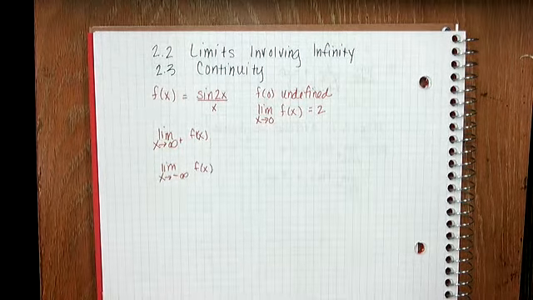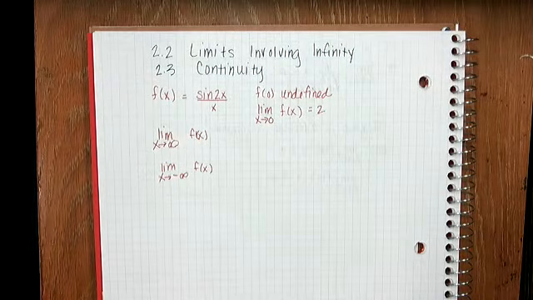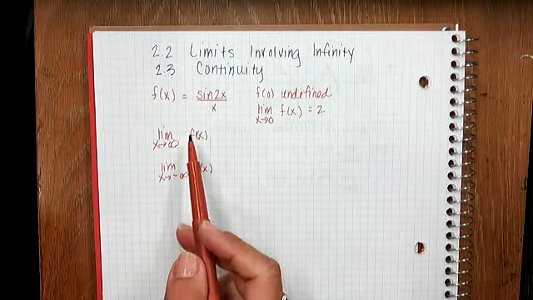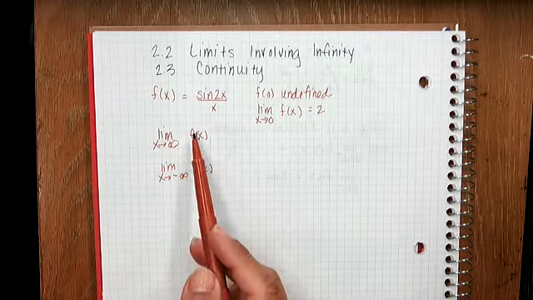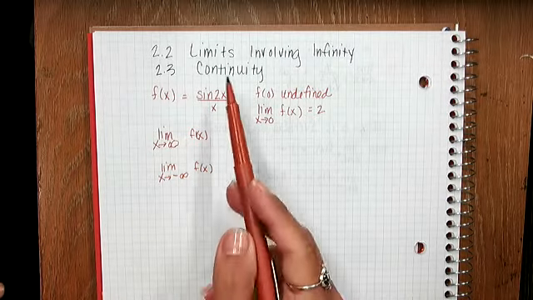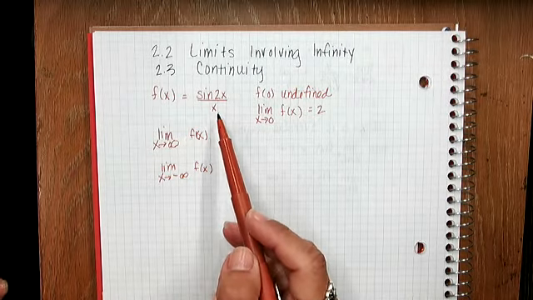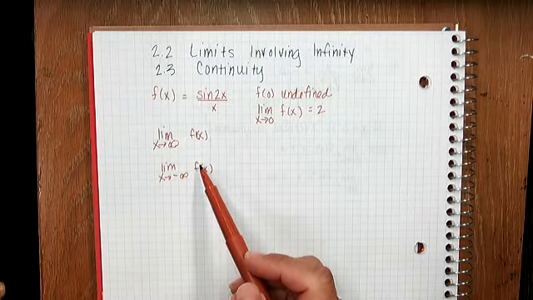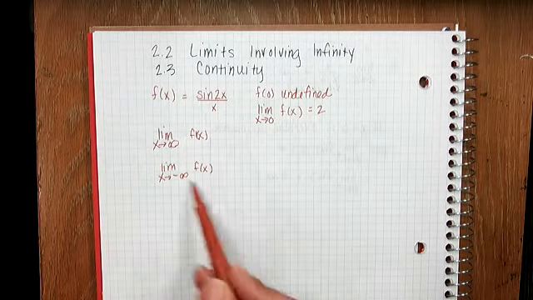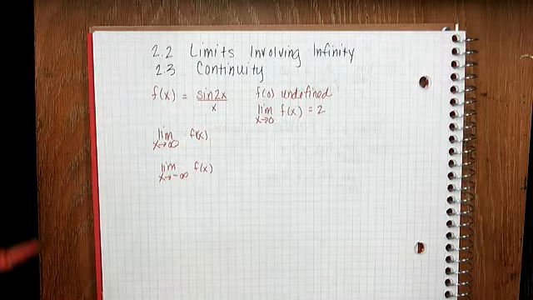Okay, so let's look at the calculator and the table. Just an FYI, it is okay to write f of x. You don't have to continually rewrite sine of 2x over x, so I wrote f of x instead. Totally okay. You need to have something though, either an equation or the function.